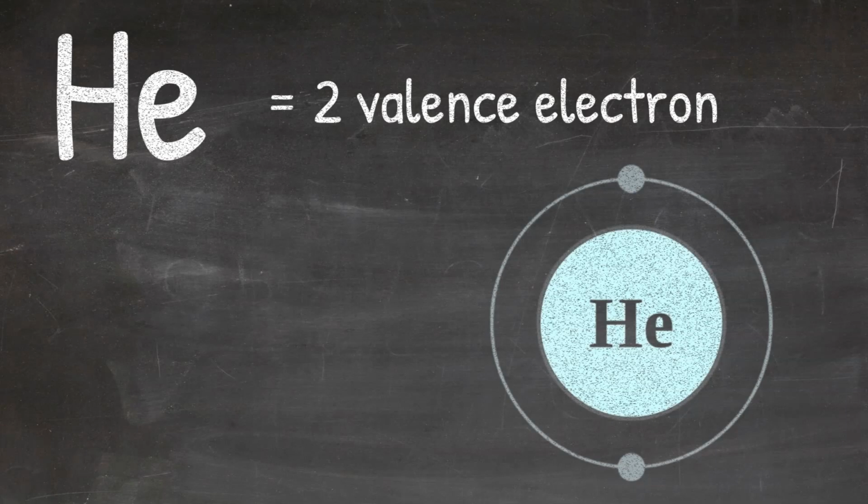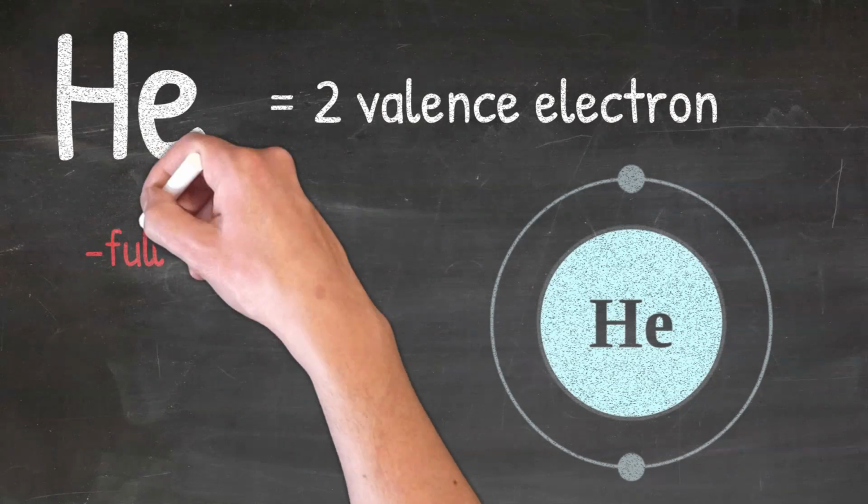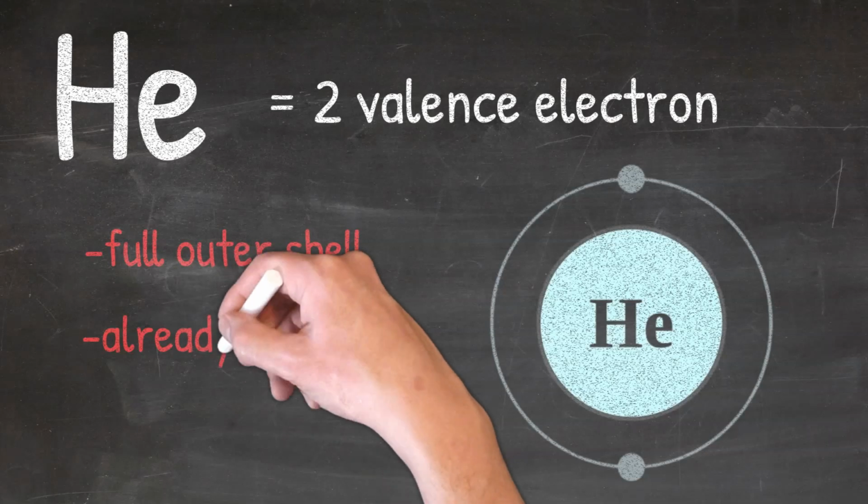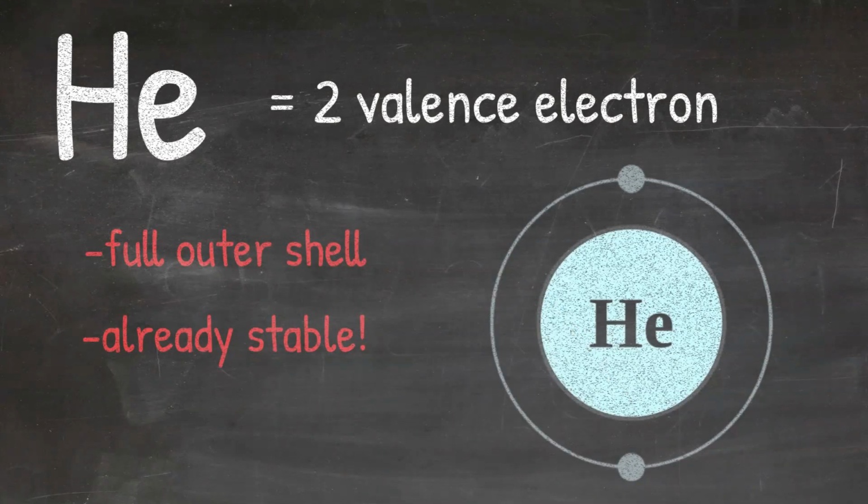So helium here with 2 electrons already has a full outer shell because its outer shell is the 1st energy level, and the 1st energy level can only hold 2 electrons. So here, helium we see is already stable. Helium is a noble gas, and just like all of our other noble gases, their outermost energy level is already stable, and that means that our noble gases will neither gain electrons nor lose electrons to become stable because they already are stable just the way they are.